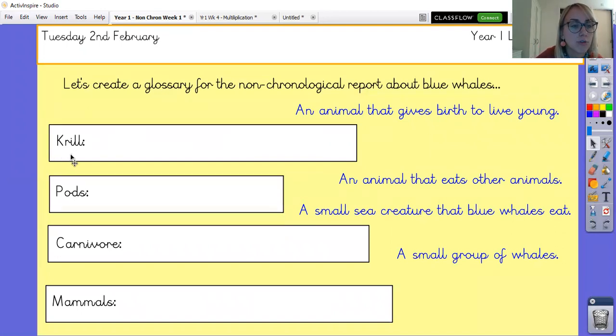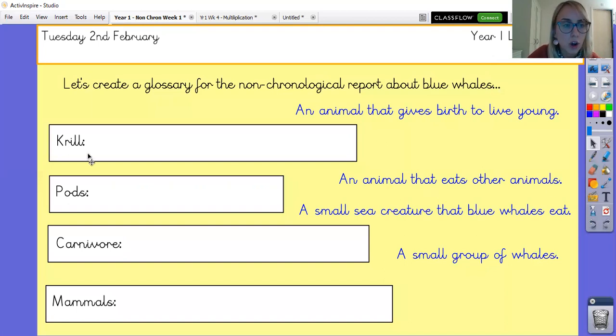So we have got krill, pods, carnivore and mammals. Those are words that are all in bold. Now the definitions, so the meaning of those words are in blue here, but they've been jumbled all up, okay, so mixed all up. Can you match the word to the definition? So have a pause of the video. You don't need to write this down, just have a little look and see which word matches the definition. So pause your video now. Okay, year ones, hopefully you've had a little go at that. Now don't worry too much if you don't know the answers. We're going to go through them now.